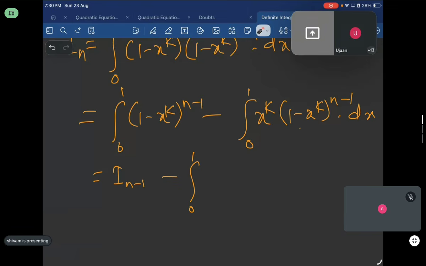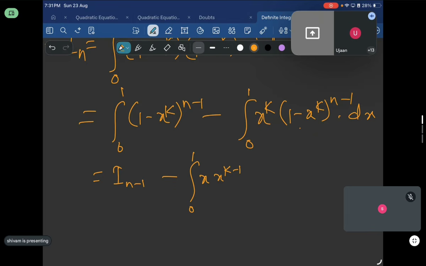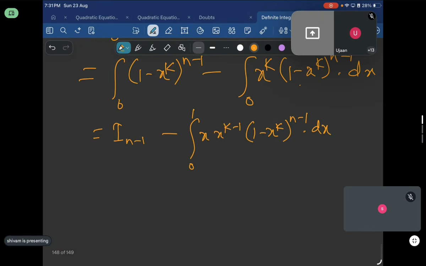When you take this substitution, its differential becomes x to the power k minus 1, right? So can I break this x to the power k as x into x to the power k minus 1? Yes, that's the way I was thinking. Yes, let me solve. dx, right? And now by parts, x we have to differentiate.